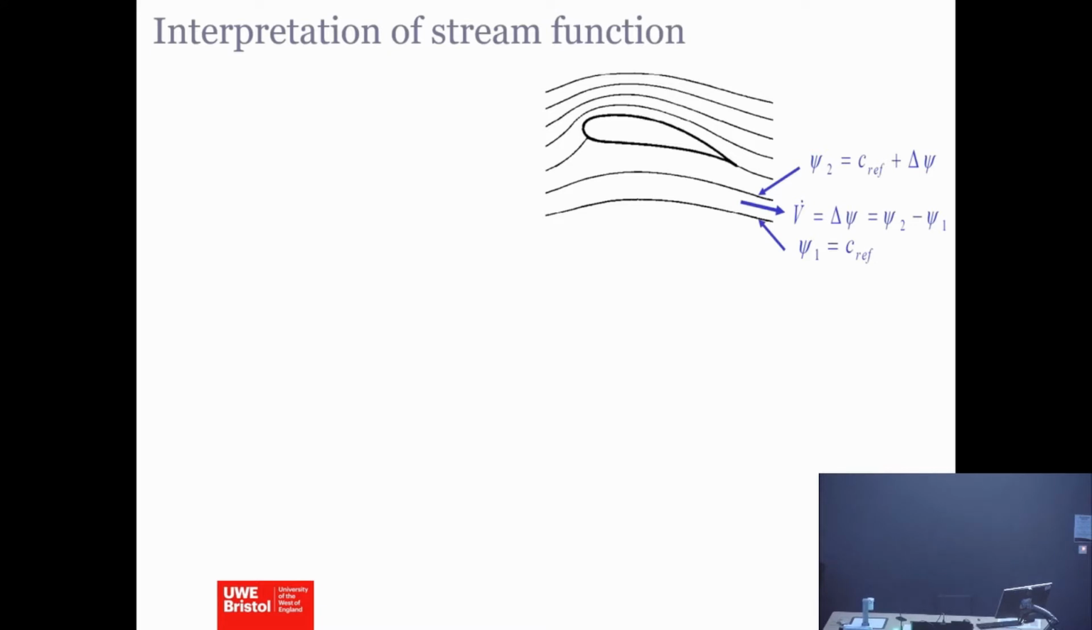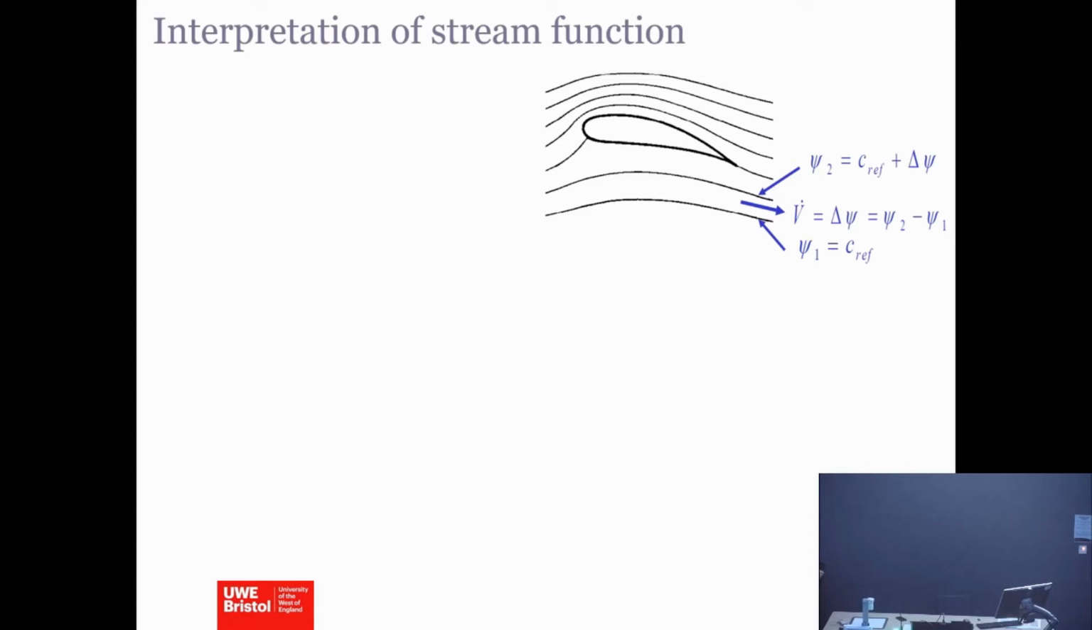What we said is the stream function can be used to describe the streamlines. The basic understanding is that if you have a flow like this over an airfoil in 2D, then each streamline will have a constant value of stream function psi. For example, if we consider these two streamlines above each other, the first one will have psi 1, which is constant. Let's call that C ref.